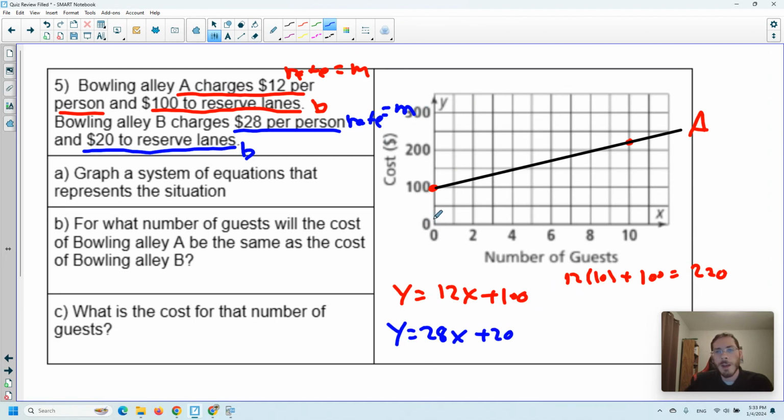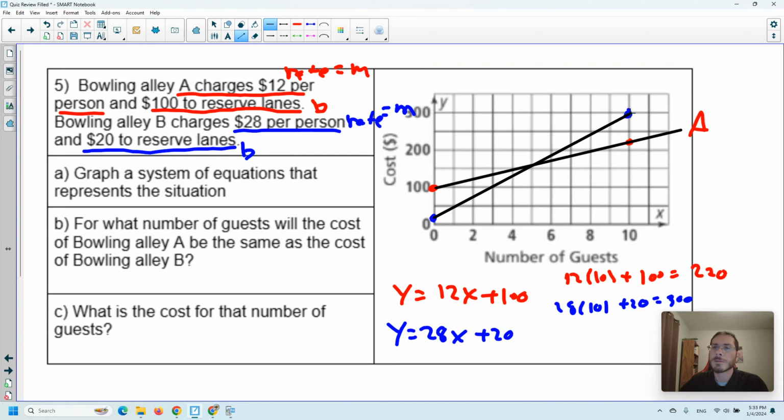Again, it's kind of hard to graph because 20 is like down here, and then I need to get 28x. Again, I don't want to go up 1 and over 28. That doesn't seem reasonable. So I think I'm going to go all the way out to 10 again, because 28 times 10 plus 20 is going to be 300. And I can plot (10, 300) pretty nicely on this graph, because 300 is just right there. I'll draw the line. I can keep going, but I'll just keep it there.